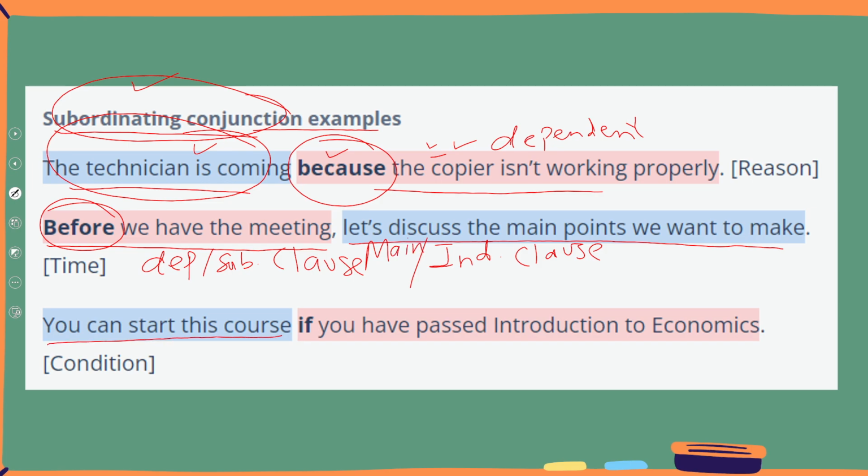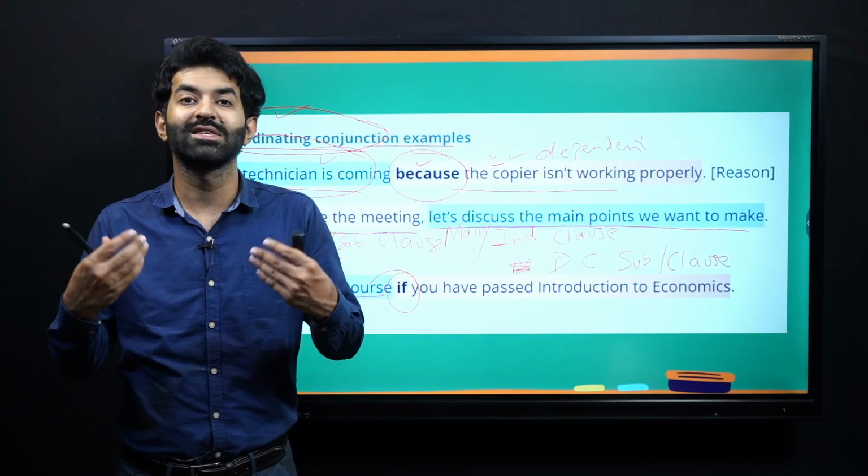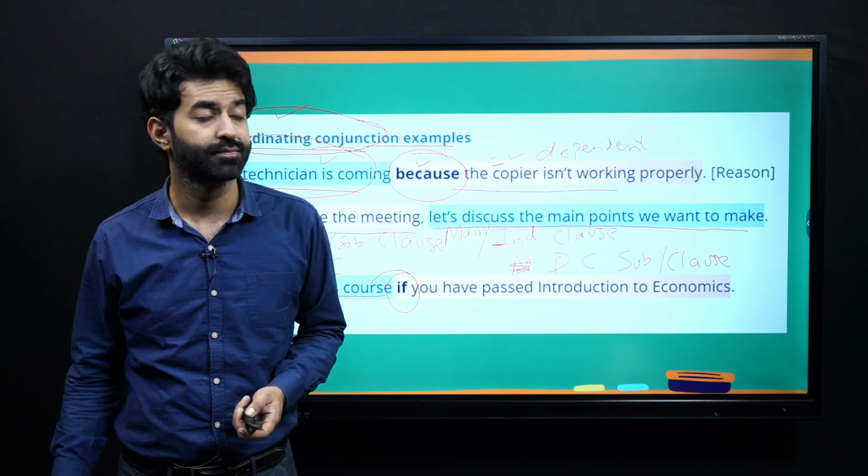You can start this course. Independent clause. If you have passed introduction to economics, main clause. This is dependent clause or subordinating clause. And where is the conjunction? If. This is a condition. It's a conditional that we have used over here because the sentence required so.